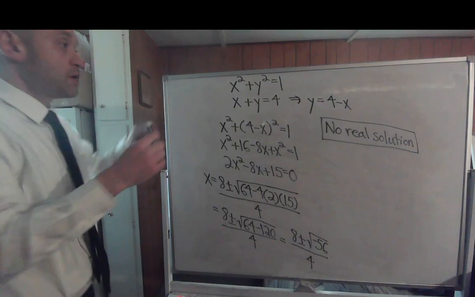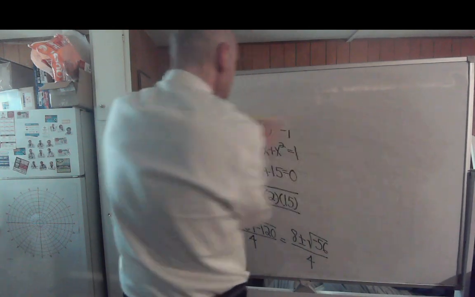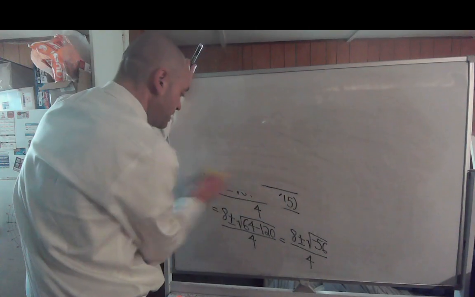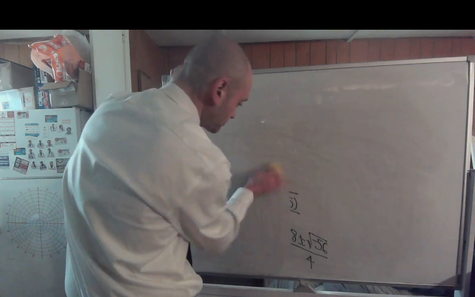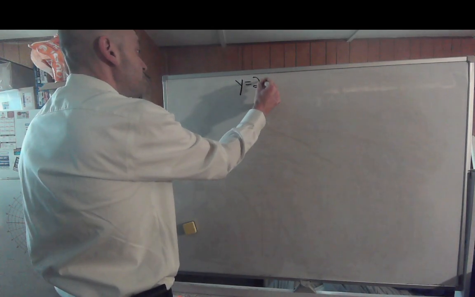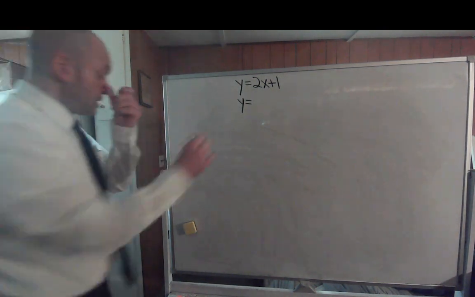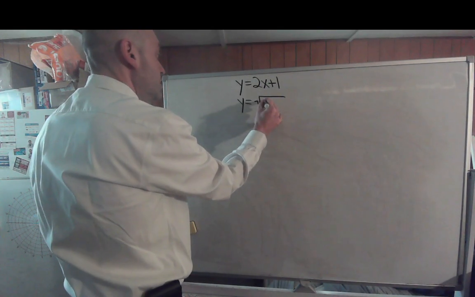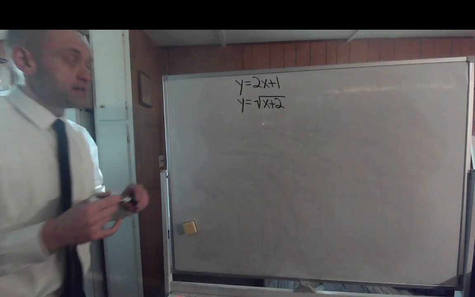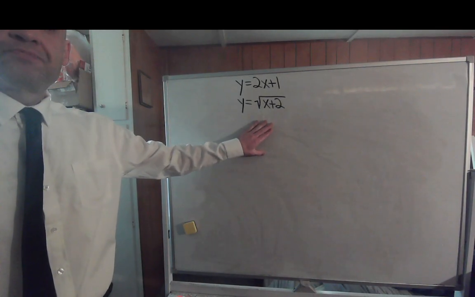All right, so let's see here. Those are some circle examples. Let's do a linear and a radical. So we have y equals 2x plus 1. Then we have y equals the square root of x plus 2. So y equals 2x plus 1, y equals the square root of x plus 2.